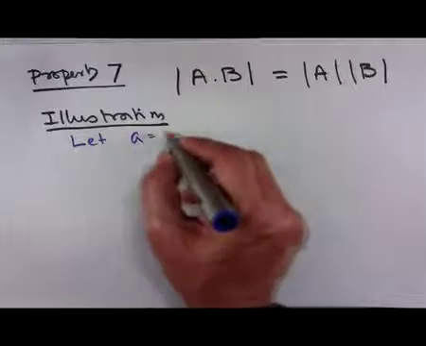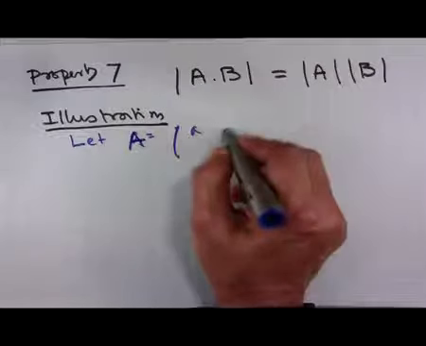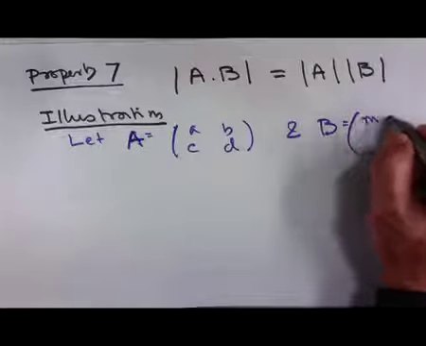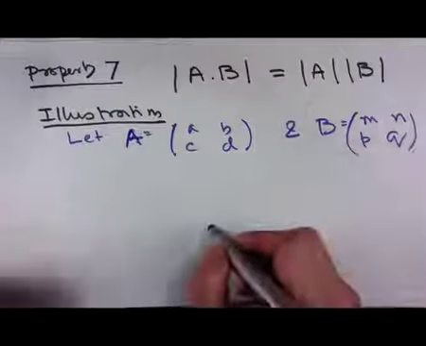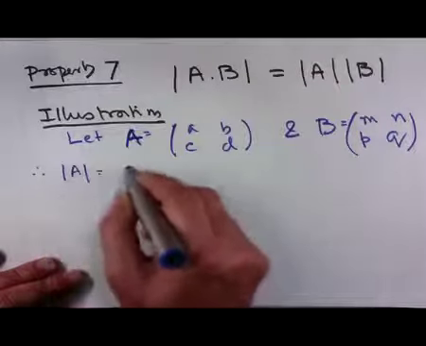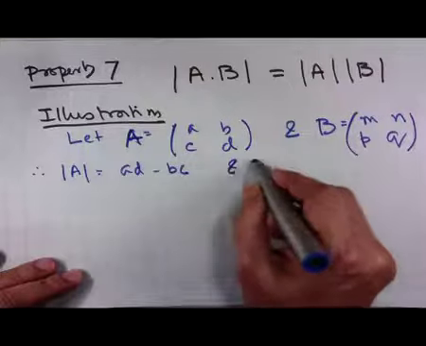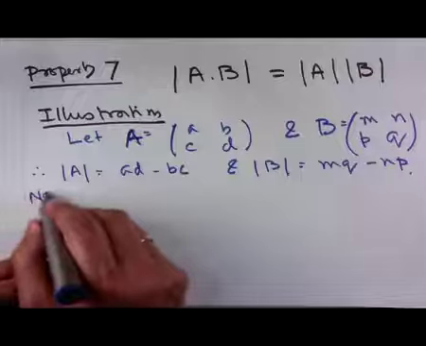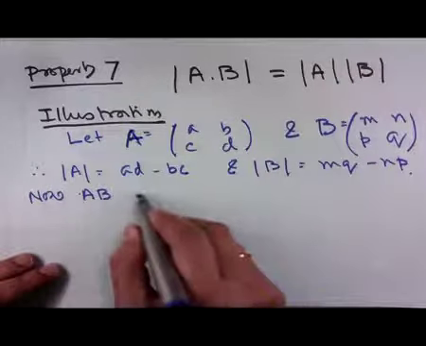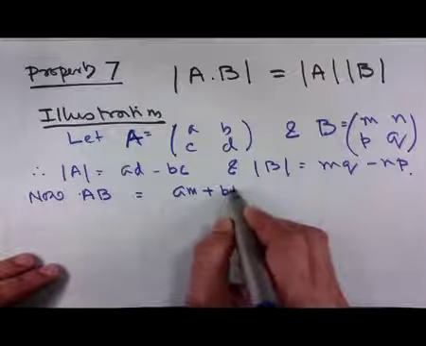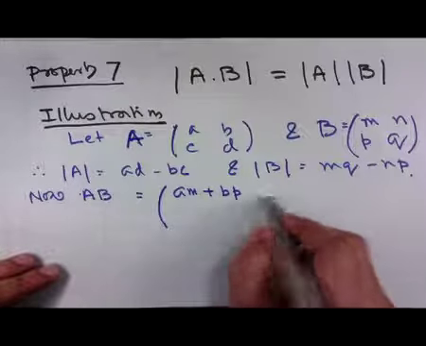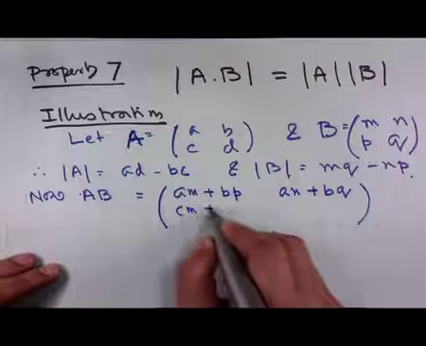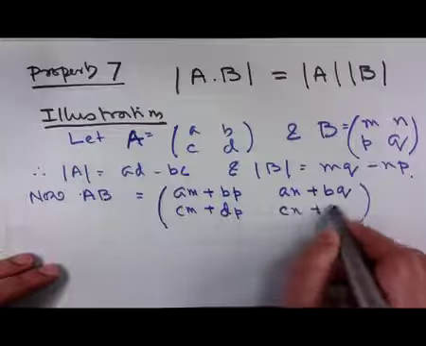Let A is equal to A, B, C, D and B is equal to M, N, P, Q. Therefore, determinant of A is equal to A D minus B C and determinant of B is equal to M Q minus N P. Now, A B, the product matrix is equal to A M plus B P, A N plus B Q, C M plus D P, C N plus D Q.